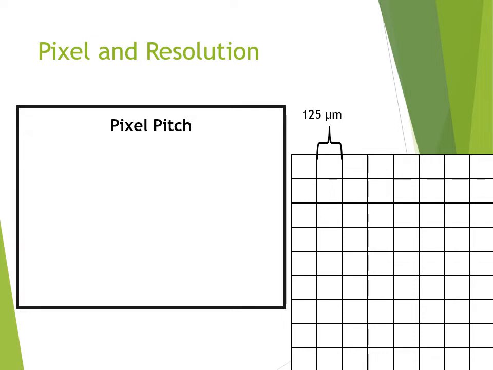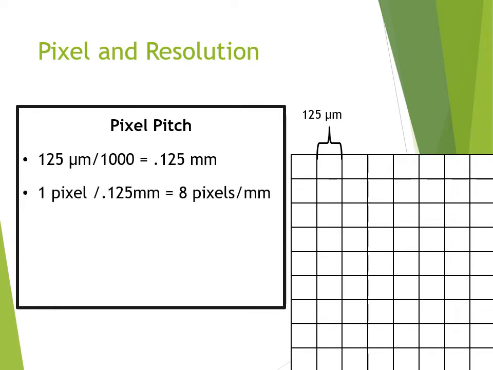To translate the measurement into units that are more easily understood, do the following. First, convert micrometers to millimeters. Divide 125 micrometers by 1,000, and your answer becomes 0.125 millimeters. Now divide 1 pixel by 0.125 millimeters, and you will derive the answer of 8 pixels per millimeter.